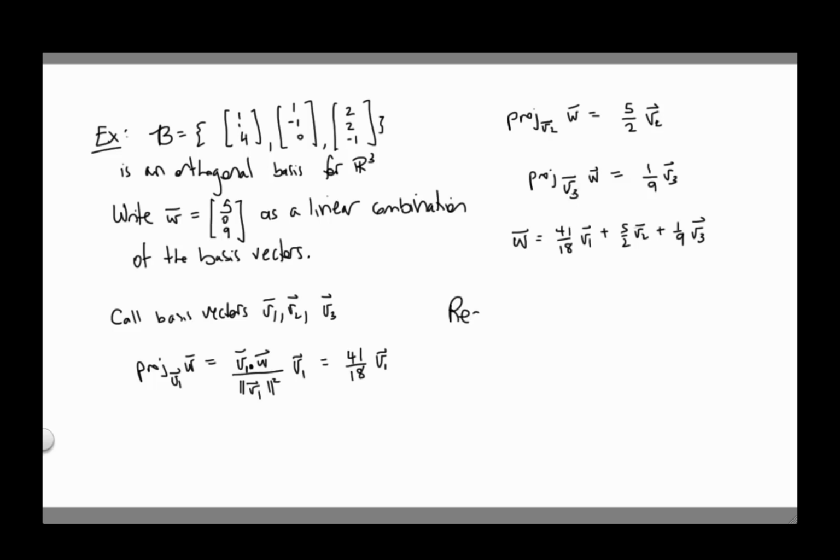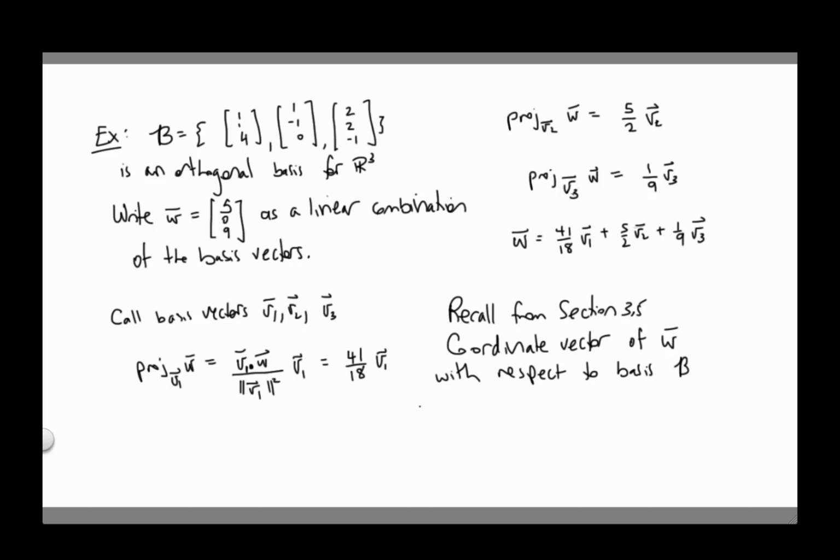Let's recall from section 3.5. We talked about the idea of a coordinate vector. So specifically, we said something like the coordinate vector of W with respect to some basis. Let's say our basis is called B. And the notation that we gave for that, we said, well, just write down whatever vector W you're trying to describe. Throw some square brackets around that, and then just subscript the name of the basis.